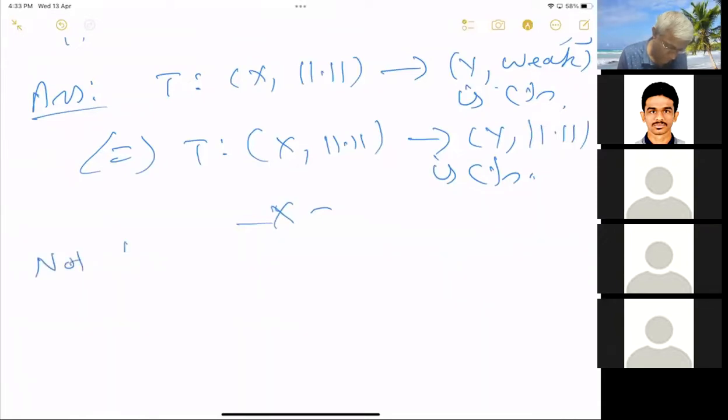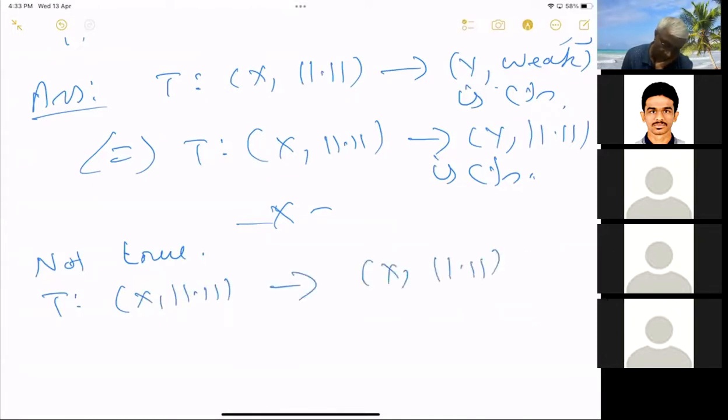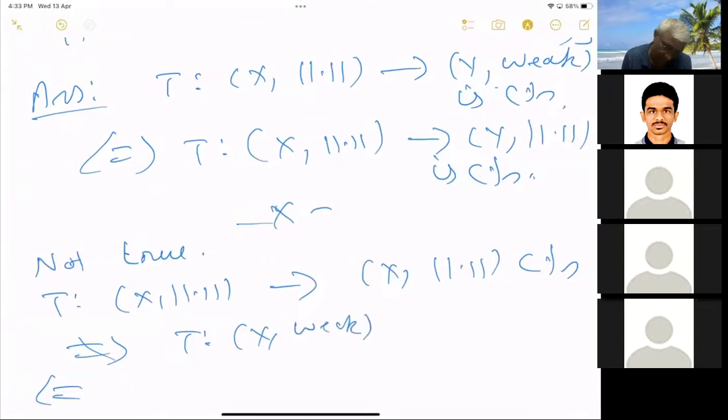What is not true is: T from X with norm, continuous, is not equivalent to, does not imply. The other way is true, of course. This way is true, but this way is not true. T from X with weak to X with norm is not implied. So wherever this property is satisfied, that is what is called a compact operator.